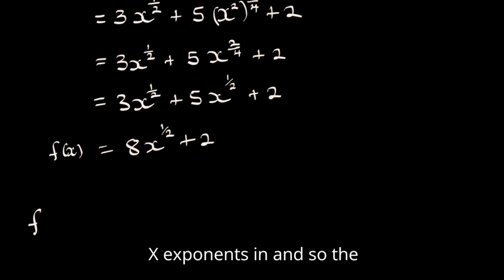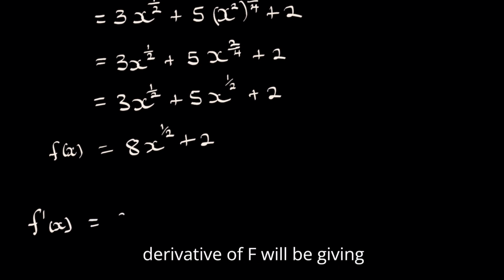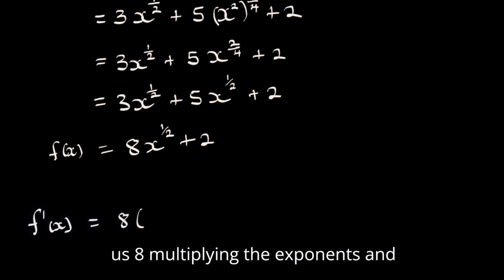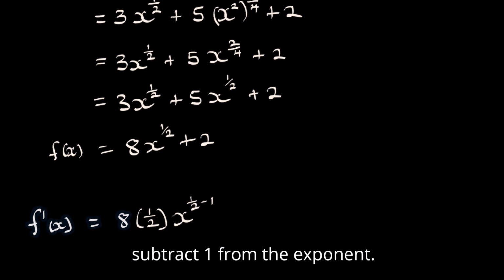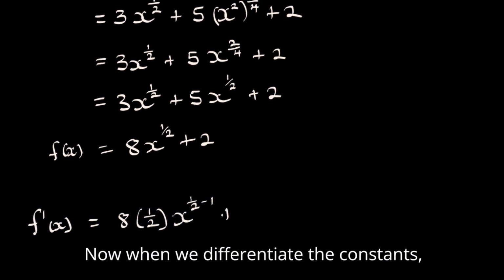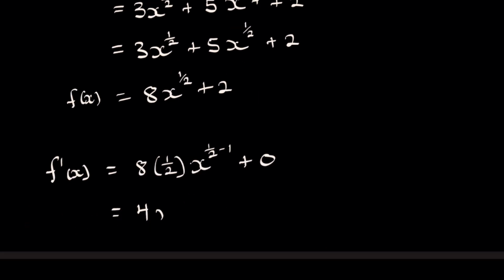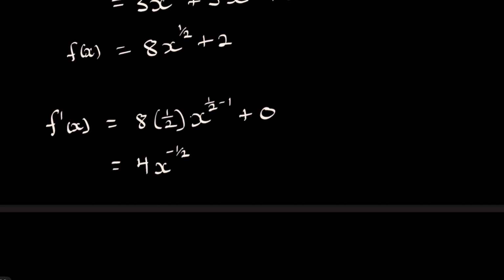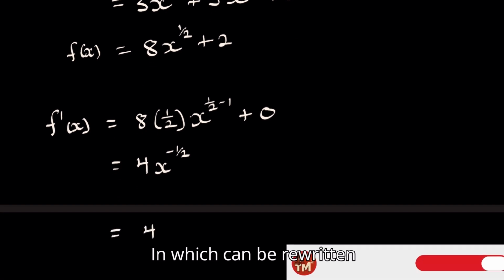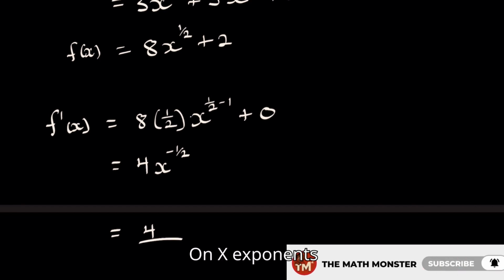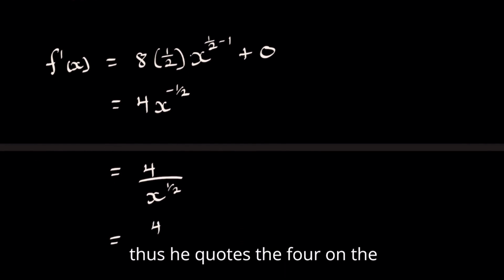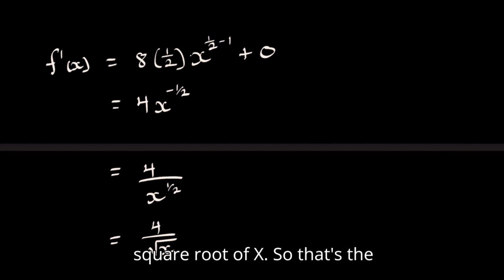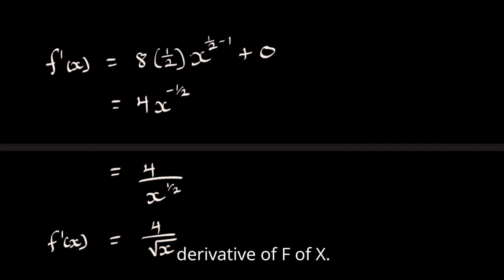And so the derivative of f will be given as 8 multiplying the exponent, that's 1/2, then x, we now subtract 1 from the exponent. Now when we differentiate a constant, we are going to get 0. So 4x exponent minus 1/2, which can be rewritten as 4 on x exponent 1/2, and that's equal to 4 on the square root of x. So that's the derivative of f of x.